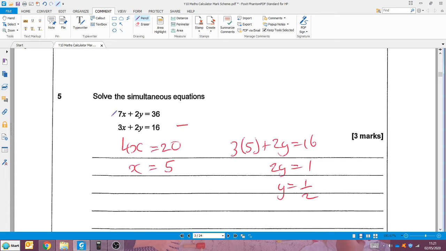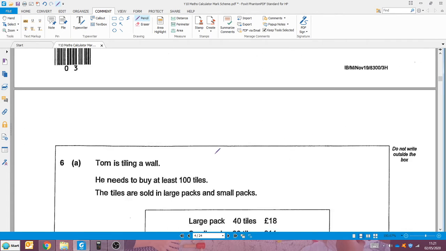How do you solve a simultaneous equation? Well, because it's identical to the one in the foundation paper, we can eliminate the 2y's by subtraction. Hence, 7x take away 3x is 4x, 36 take away 16 is 20, x is 5. Substitute the 5 into perhaps the bottom equation because it's simple. So 15 plus 2y equals 16. Subtract 15, sorry, from 16, which gives me the 1. So what I've done is take the 15 over and subtract, get 1. 1 divided by 2 is a half, y is a half. All right, there's the 2 answers right there.